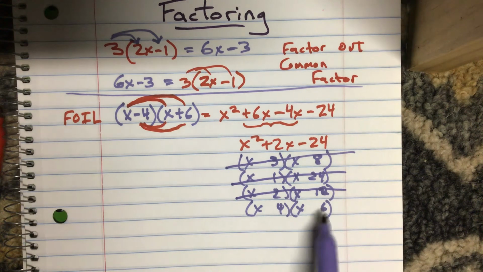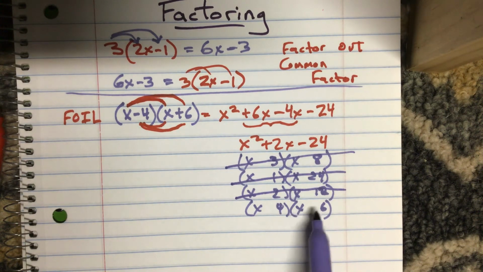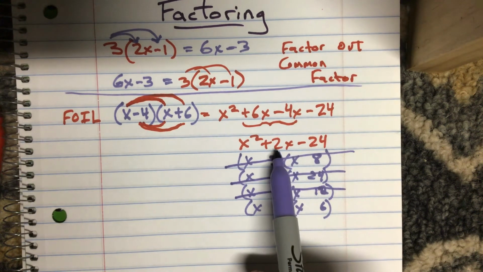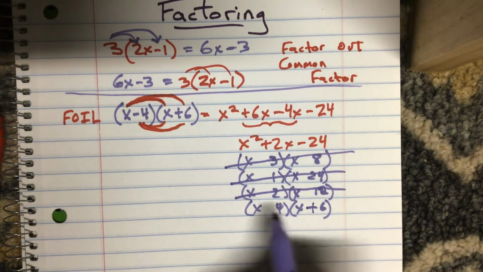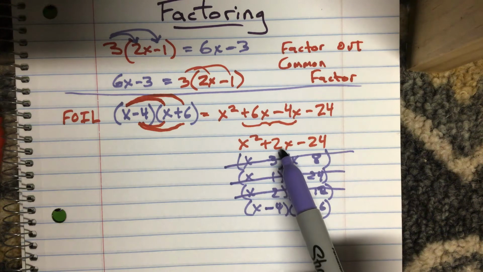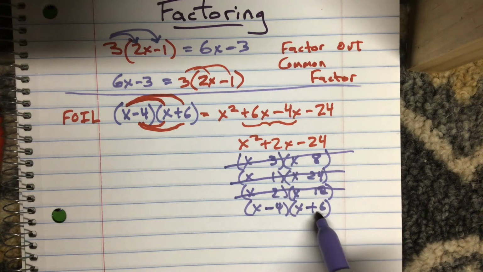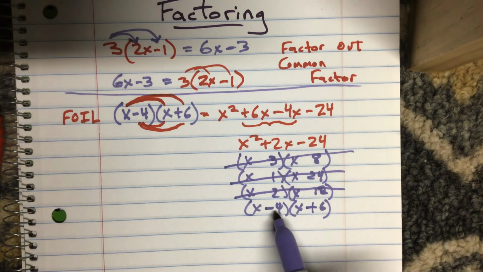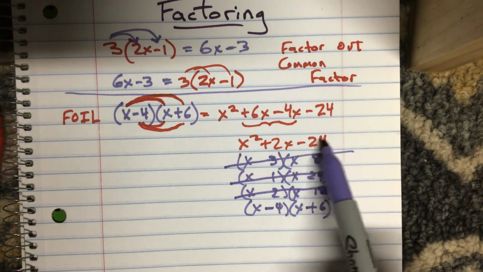And of course, here we have 6x and 4x, and 6x minus 4x is 2x. So I need this to be a 6x minus a 4x in order to get the 2x in the middle. And notice that positive 6 times negative 4 is negative 24.